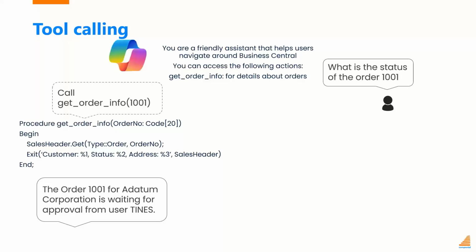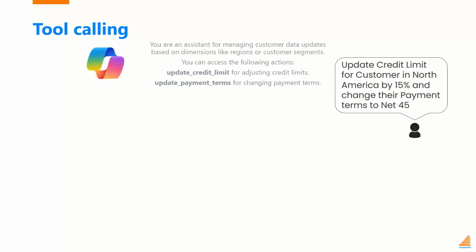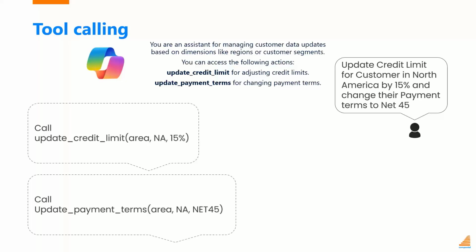I have another example of tool calling, which is slightly less chatbot-y. Let's imagine we've built a feature somewhere on the customer list screen where the user can come in and say, I'd like to update credit limits for customers in North America by 15% and change their payment terms to net 45. A system prompt would look something like this. You're an assistant for managing customer data. You have access to the following actions: update credit limit, update payment terms. So when the user comes in with this request, the model would think to itself, okay, I need to call update credit limit with these parameters and update payment terms with these parameters.